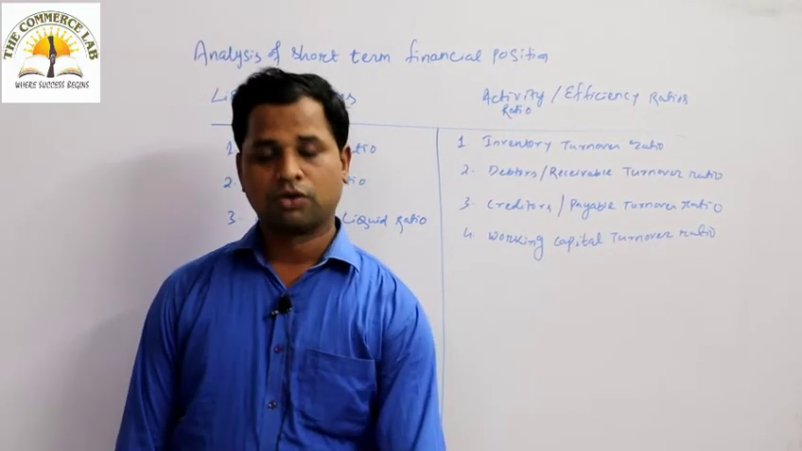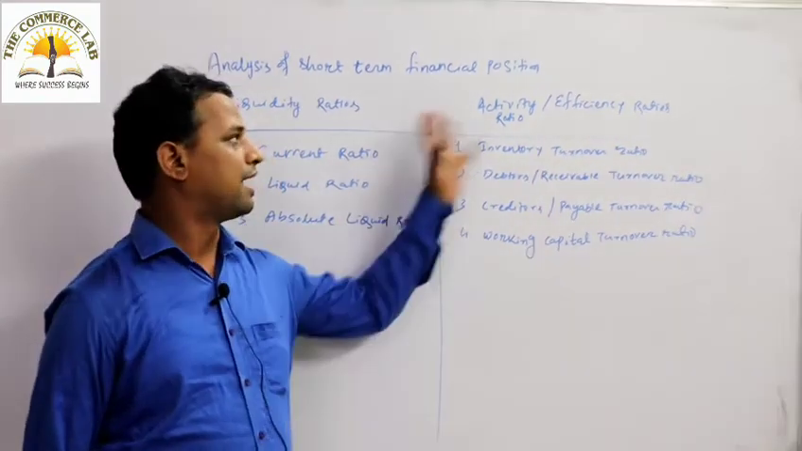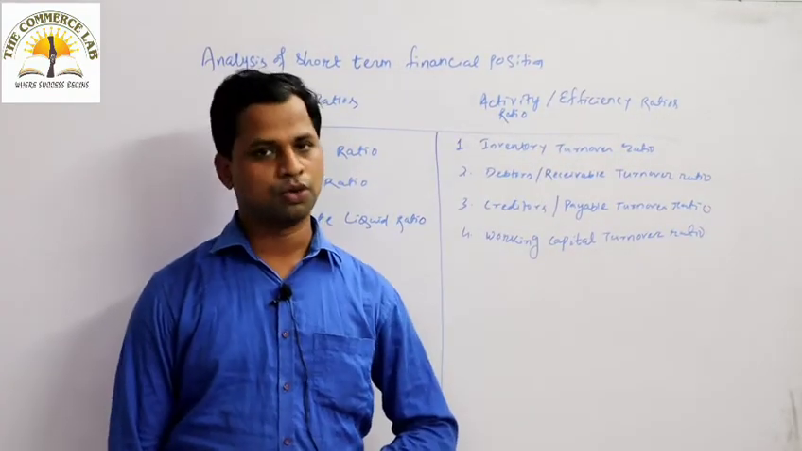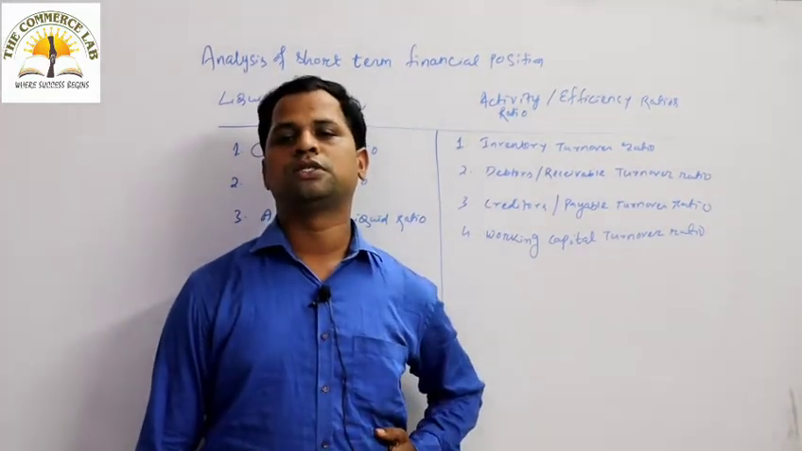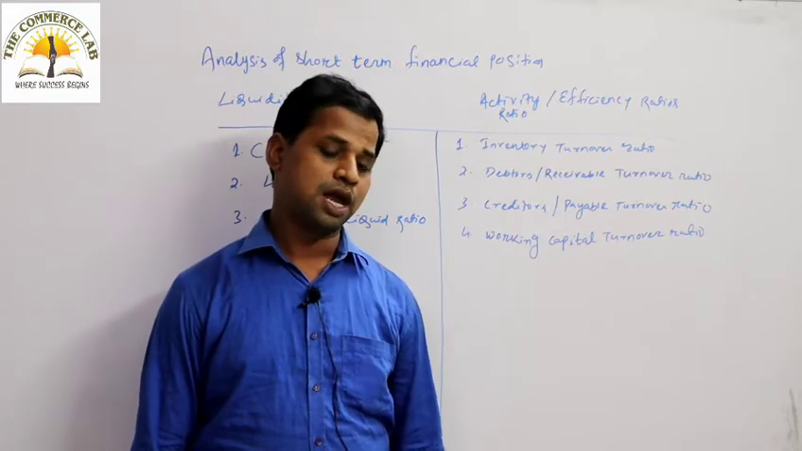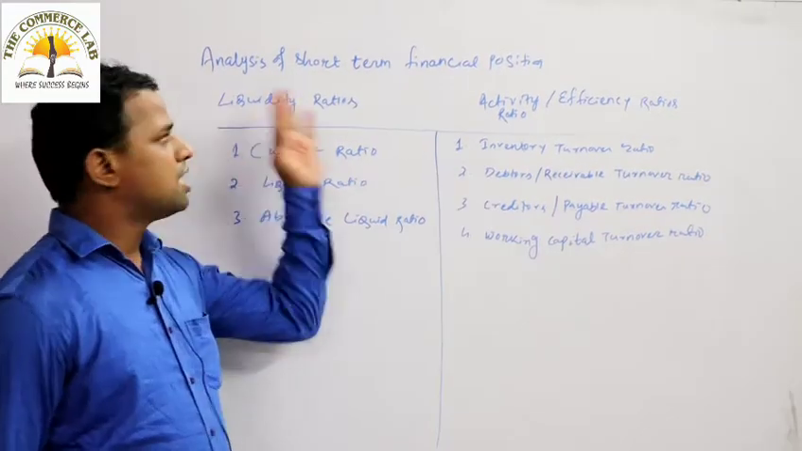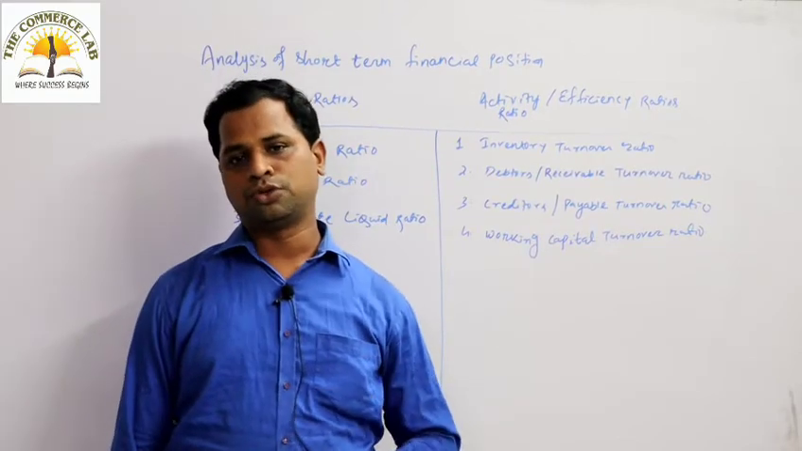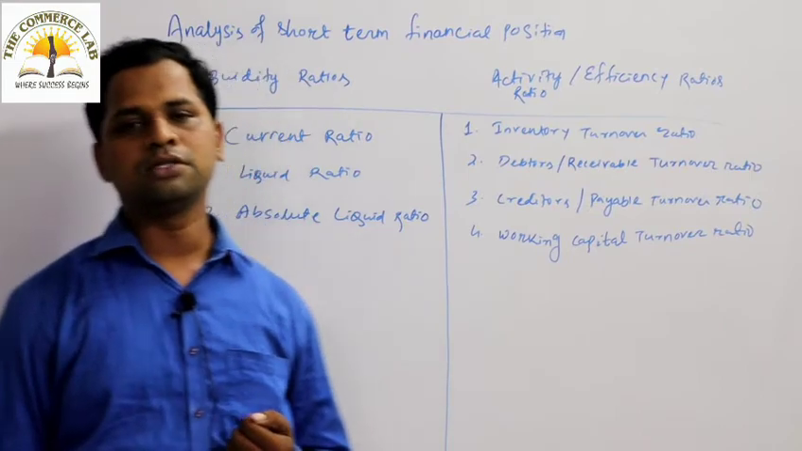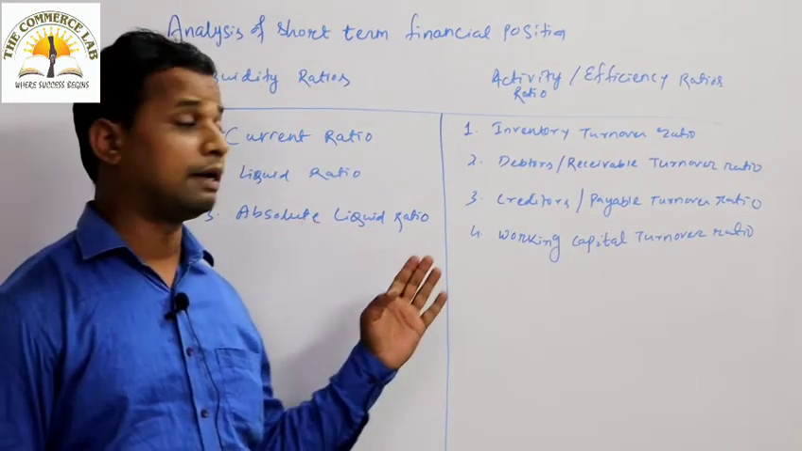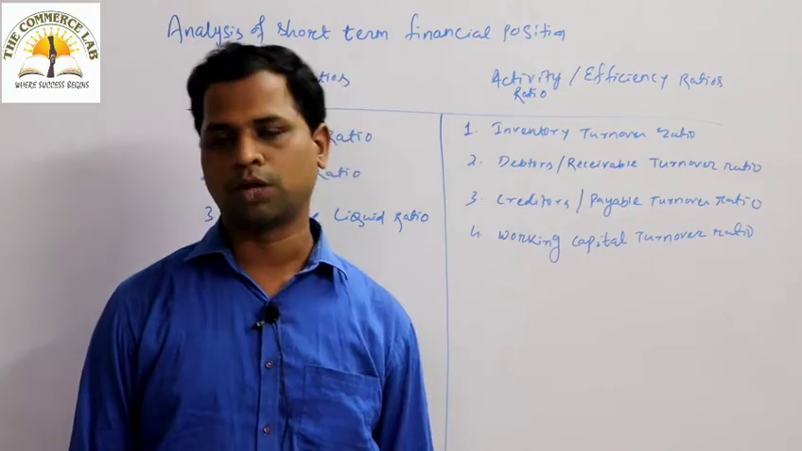Good evening everybody. Today we are going to discuss the different kinds of activity ratios or efficiency ratios. Before going to discuss the activity ratio, efficiency ratio, I would like to cite the purpose of these particular ratios. Look at everybody: analysis of short-term financial position. To analyze the short-term financial position of the organization, various liquidity ratios have to be calculated, and various activity ratios or efficiency ratios have to be calculated.